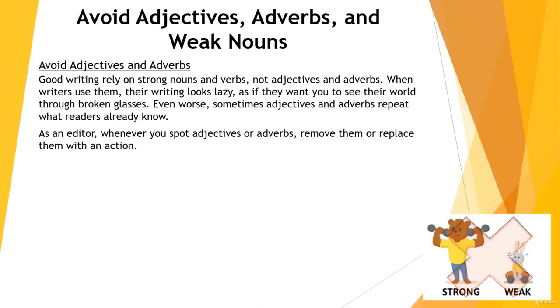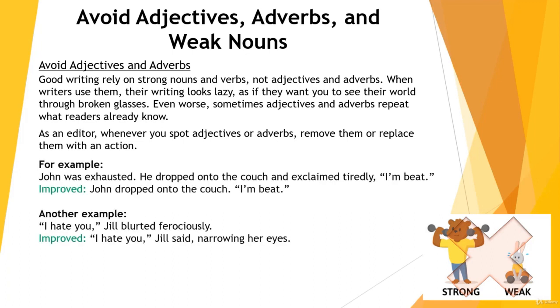Here are two examples to emphasize my point. "John was exhausted. He dropped onto the couch and exclaimed tiredly, 'I'm beat.'" Improved version: John dropped onto the couch. "I'm beat." Another example: "I hate you," Jill blurted furiously. Improved version: "I hate you," Jill said, narrowing her eyes. Except for the alternative of strong nouns and verbs, there exists another better option.